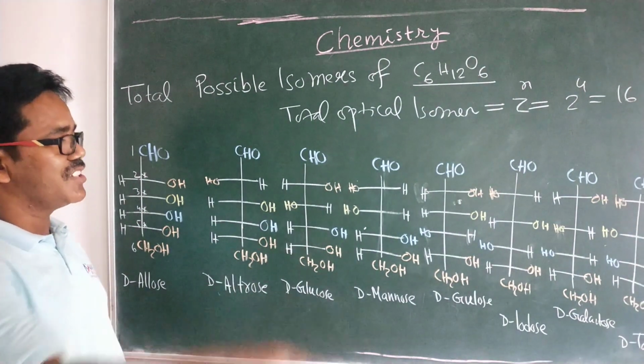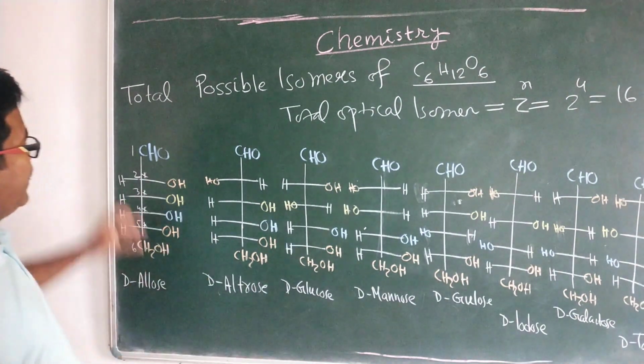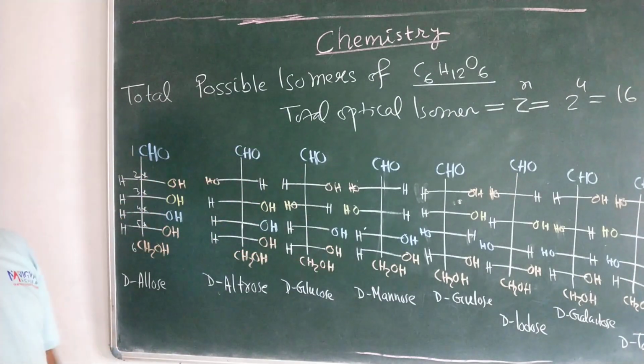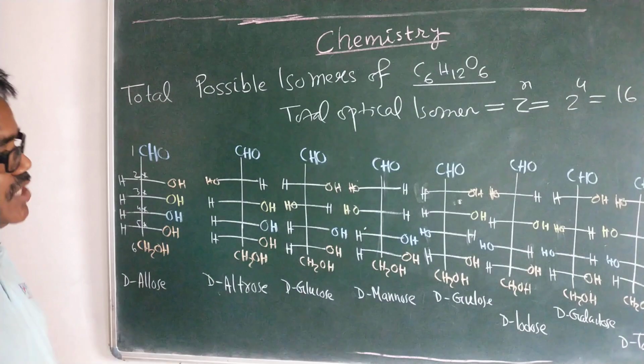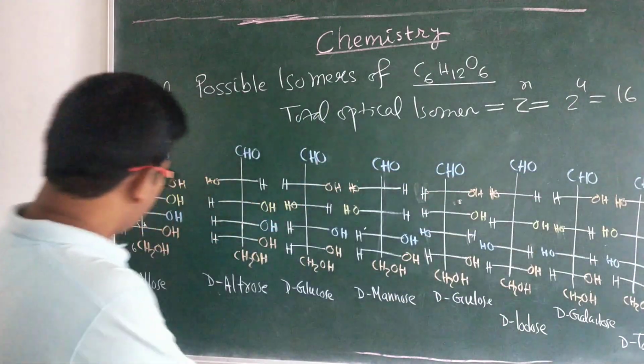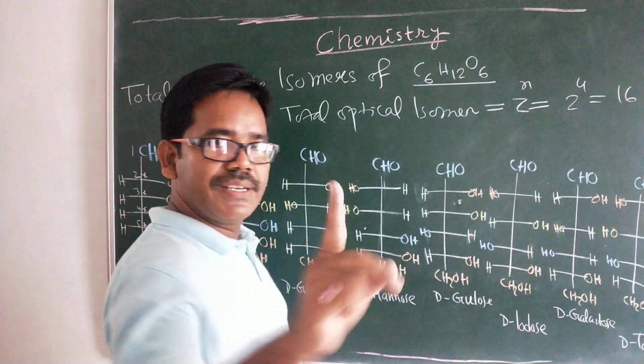Here I have drawn 8 structures. What is the pattern here? Carbon number 1 and carbon number 6 are the same in all 8 structures. You can visualize that. Check it once. Carbon number 1 and carbon number 6 are the same in all cases.